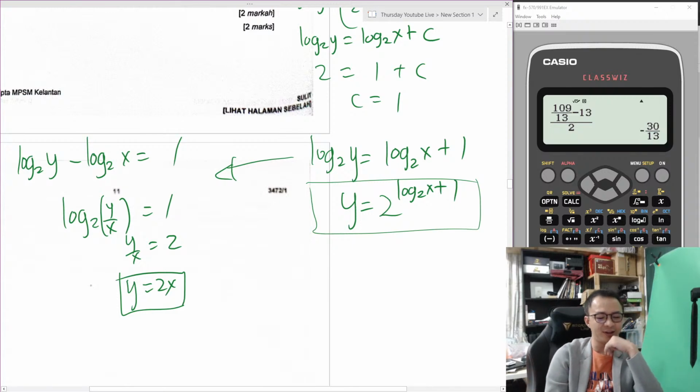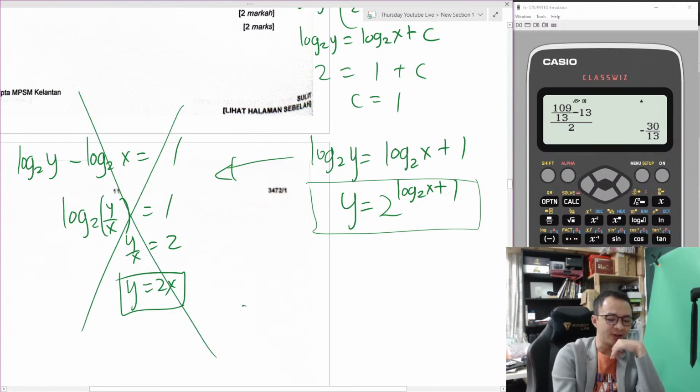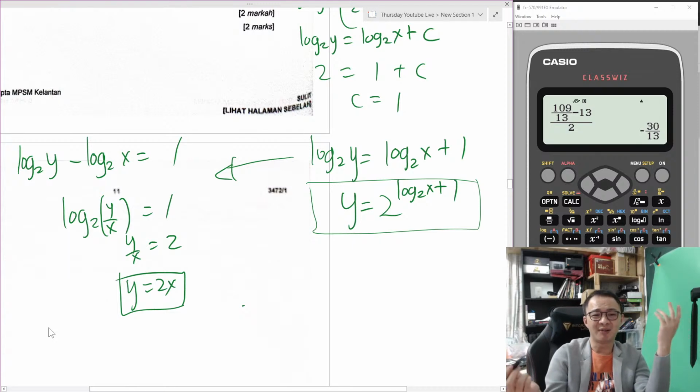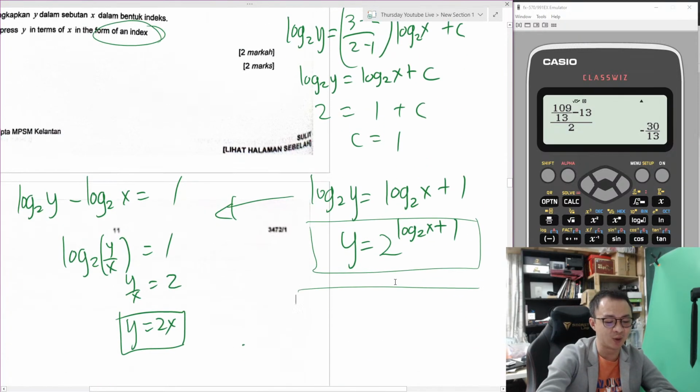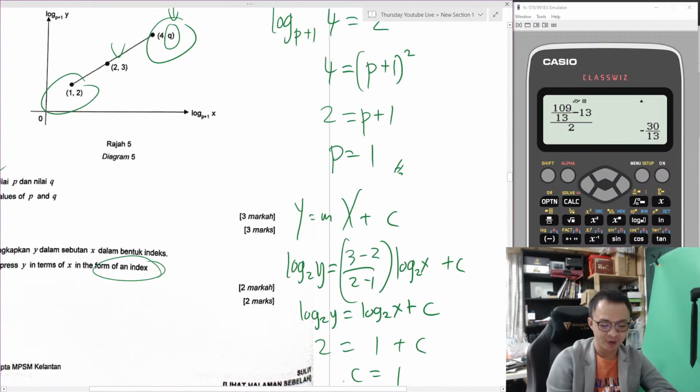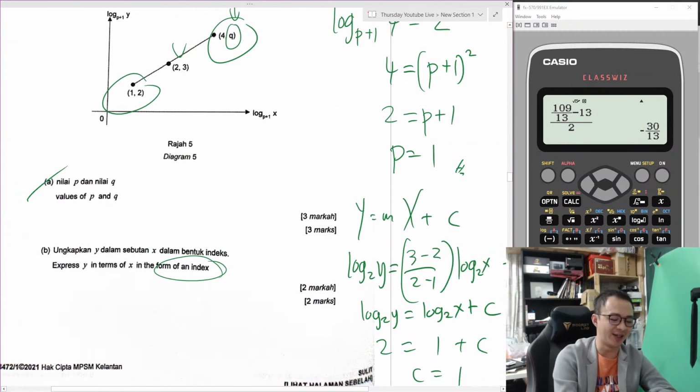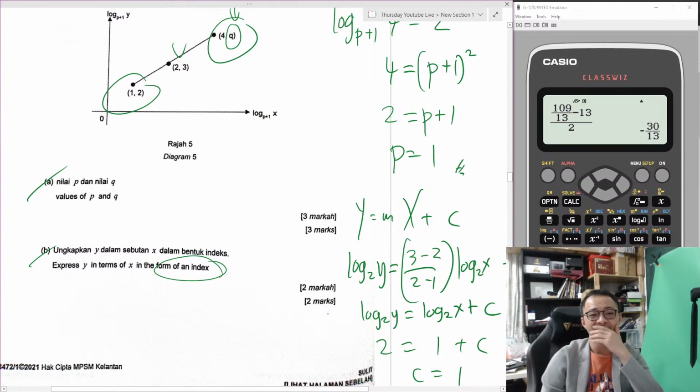So this is the reason why in this question I don't use this method, because they want something like index form. So I guess maybe they want something like this. Because normally they want us to simplify the log. I try not to have a log in the question, but it doesn't matter. I checked the marking scheme, they also put like that. So I guess this is what they want.